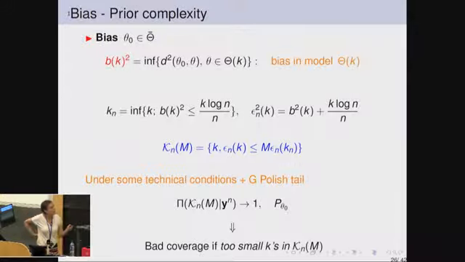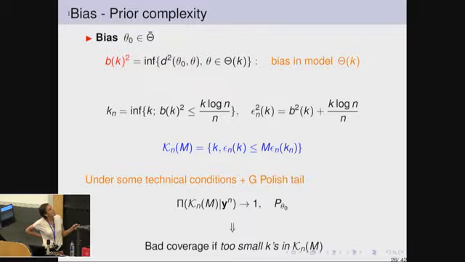The way you formalize that is to say, if I write b of k squared to be the bias, which is like, for theta naught in the closure of your space, so it's not necessarily in one of the theta k's, you're looking at the minimal distance, for parameter values that are in theta k, between theta naught and theta. So this is the bias term here.